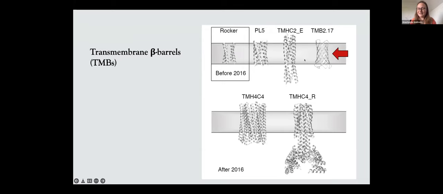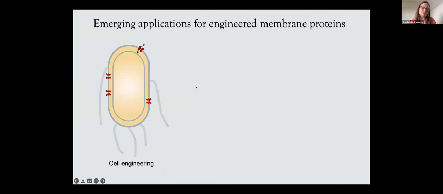And my lab is interested in the small protein on the top left. It's very different from the other proteins in the picture because it forms this beta sheet that curves on itself to form a pore for the membrane, and those are transmembrane beta barrels. So why would we want to engineer and design transmembrane beta barrels? There's a lot of emerging applications for them. First, transmembrane beta barrels fold into the outer membrane of gram-negative bacteria, mitochondria, and chloroplasts, and they are the entry points for the transport of nutrients and molecules.